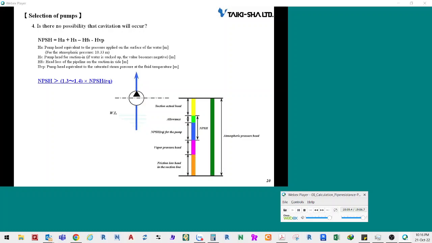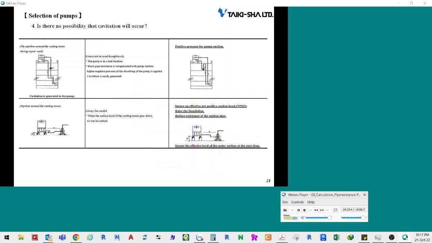Cavitation is therefore likely to occur when the resistance of the suction tube has increased or when the temperature of the water is high. Cavitation is likely to occur around the cooling tower. Cavitation is likely to occur if the pipeline resistance on the suction side has increased. It may be caused by the clogging of the strainer, which increases the resistance. It also easily occurs if a control valve is installed on the suction side. You must sometimes confirm the net positive suction head and change the setting height.